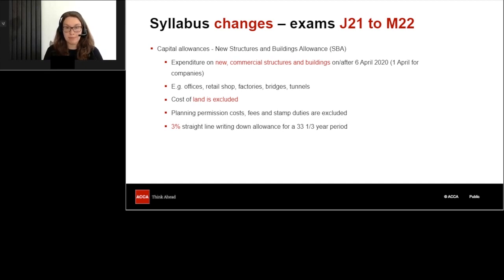It's a straight line writing down allowance, and it applies for 33 1/3 years. So you're going to have to remember that part of it, but the 3% is in your tax tables.